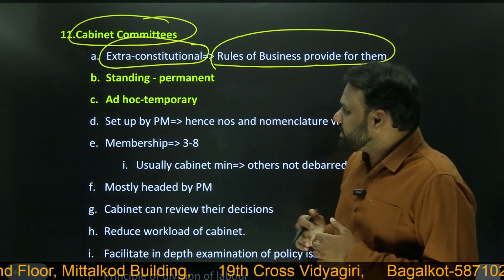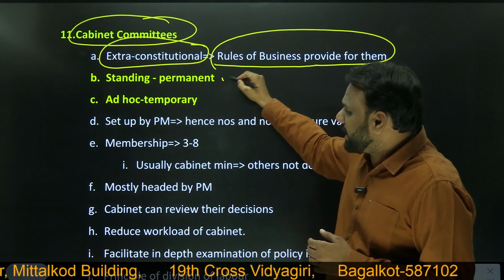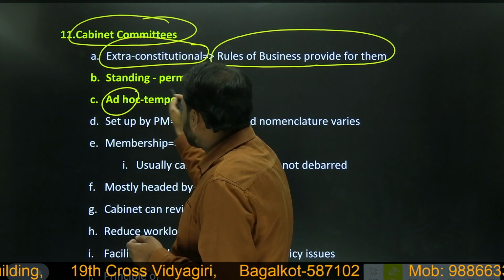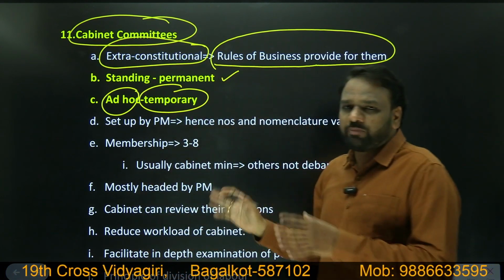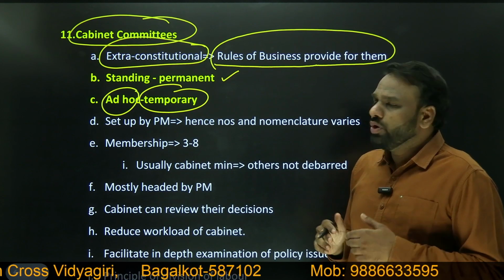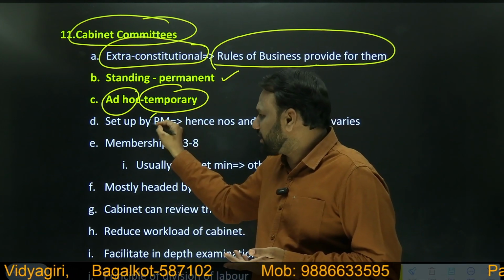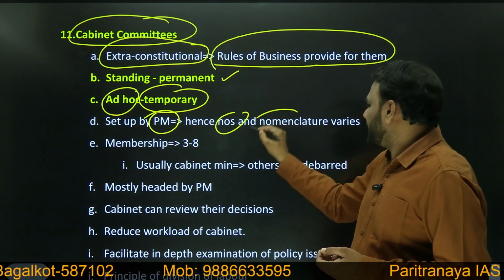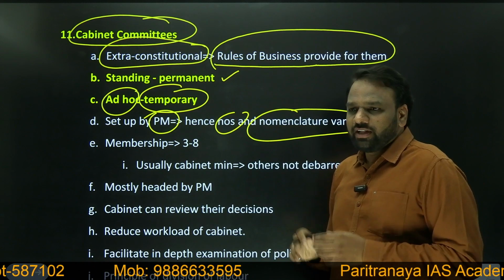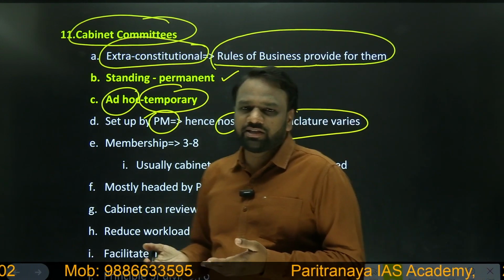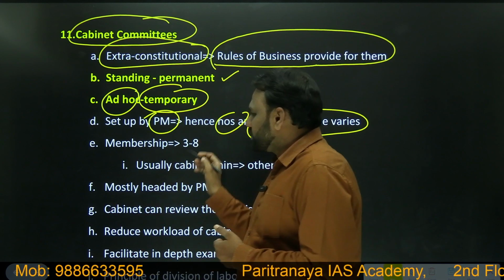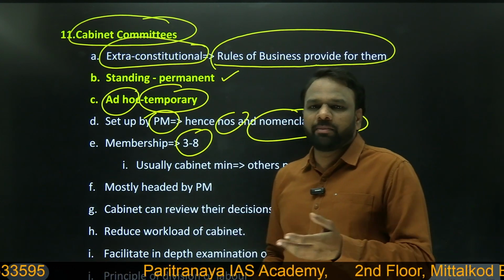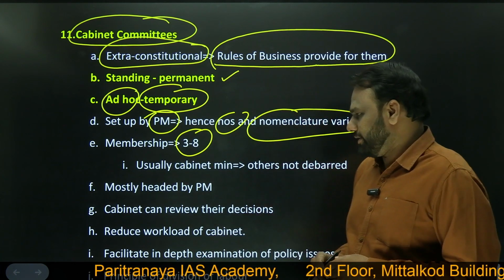Now within these committees, some are called standing committees, which are permanent in nature, and some are called ad hoc, which are temporary in nature. Standing is permanent, ad hoc is temporary. Who will set up these committees? These committees are set up by the Prime Minister. Hence numbers and nomenclature vary. So the number of people present in these committees varies. Generally membership varies from 3 to 8. In some committees, the number of members may be 3. In some others, it may be 4, 5, 6, 7, or maximum 8.